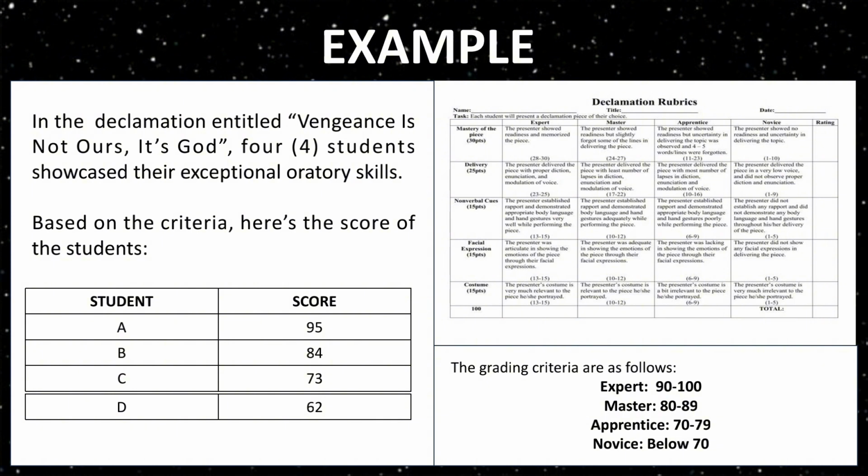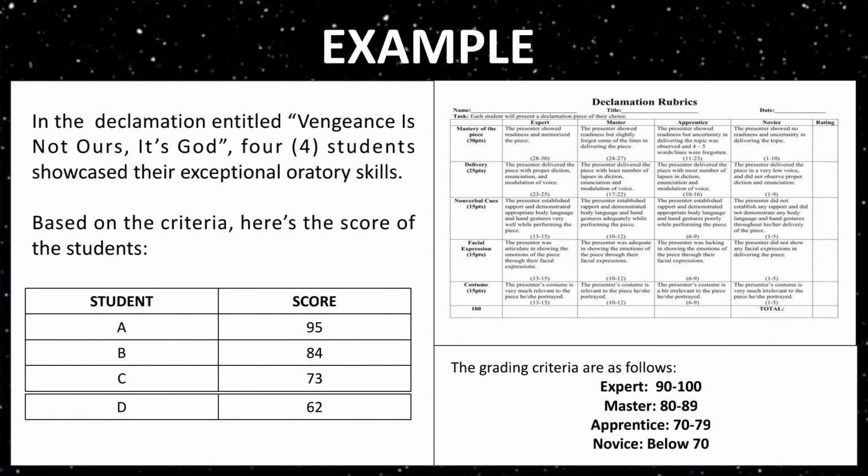So, makita nato diri ang score sa mga estudyante. Nakita ba ninyo ang score sa mga estudyante? So, student A got a score of 95, which is within the range of the expert level. So this means that student A performed exceptionally well in all criteria and demonstrated mastery of the piece, excellent delivery, appropriate nonverbal cues, clear facial expression, and relevant costume.